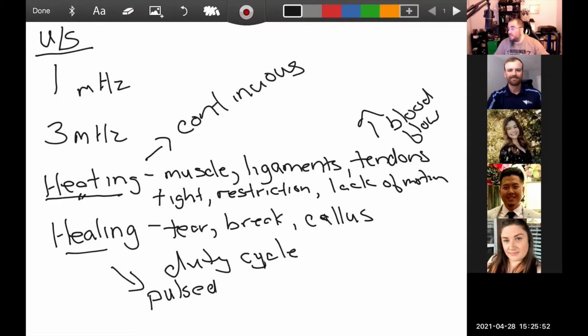So a duty cycle is whether we're looking at continuous or pulsed. Now, if you go pulsed, there are different duty cycles, right? And depending upon your machine, usually you have 50%, 30%, and then 10%. You may have a 20% in there too, depending upon the machine.